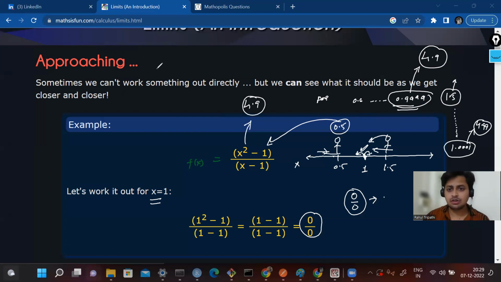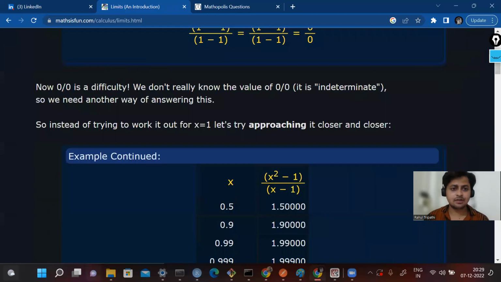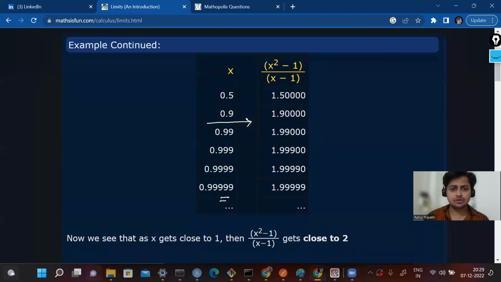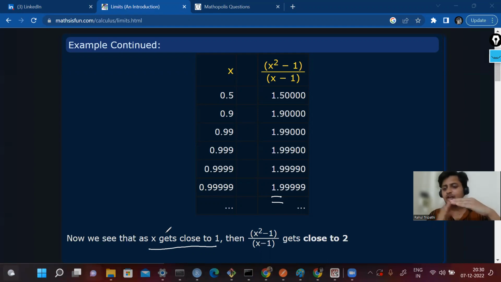Let me explain with the example here. We are approaching from the left-hand side. We start from 0.5 and note down all the answers. Here we can see we end with 1.99. From this example we can say that as x gets close to 1, the output of this function will be 2.